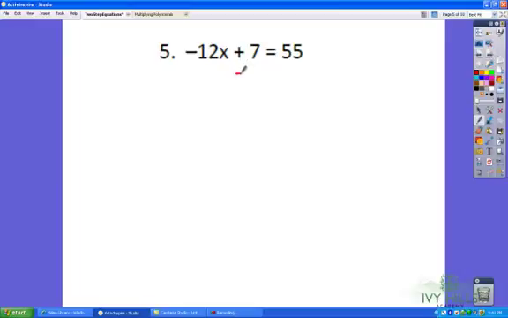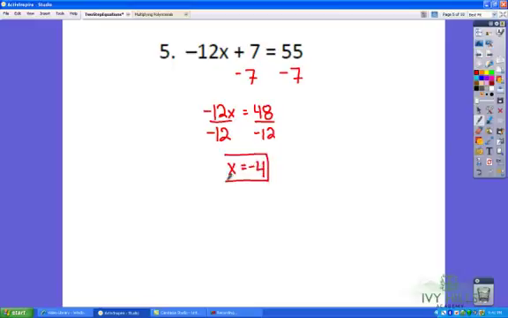For number 5, subtracting 7 from both sides, I will get negative 12x equals 55 minus 7, which is 48. Divide both sides by negative 12, and I will get an x value of negative 4.